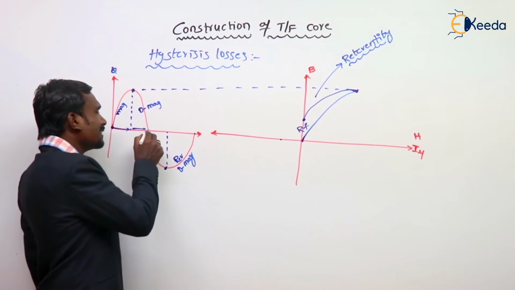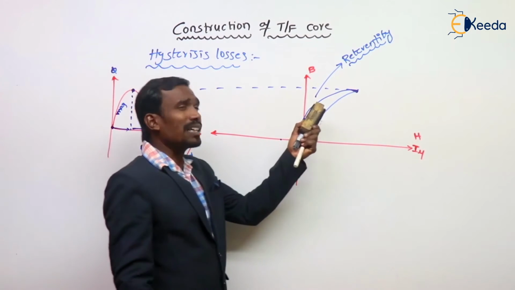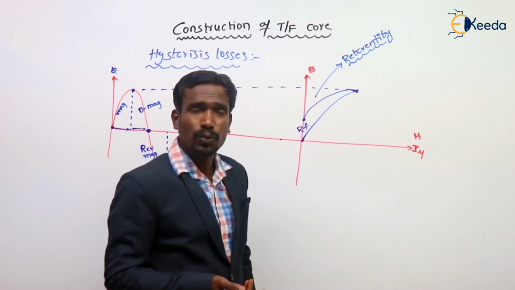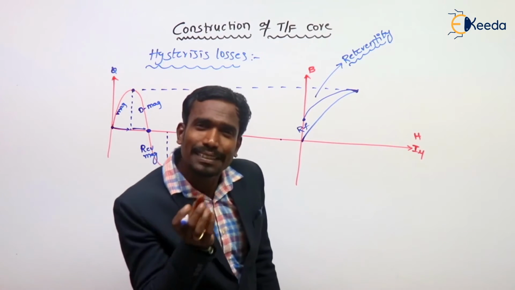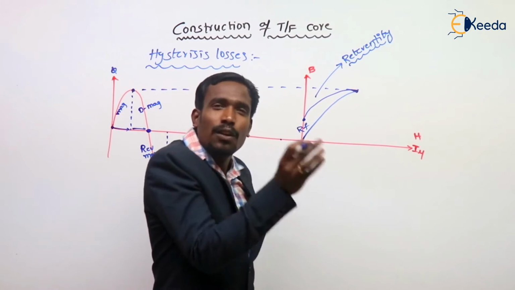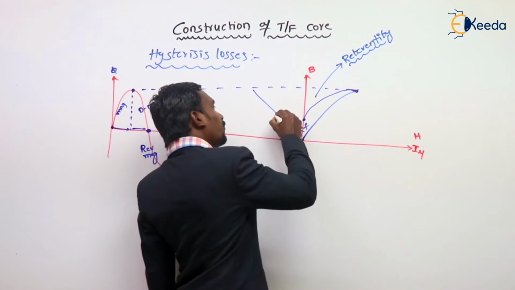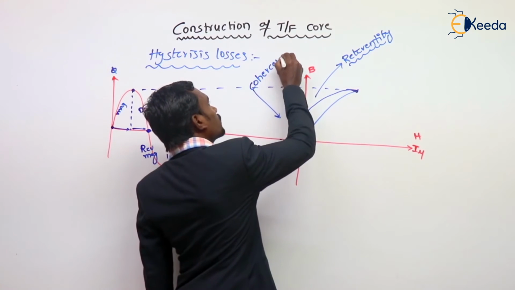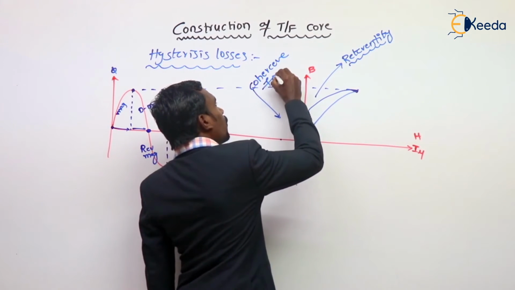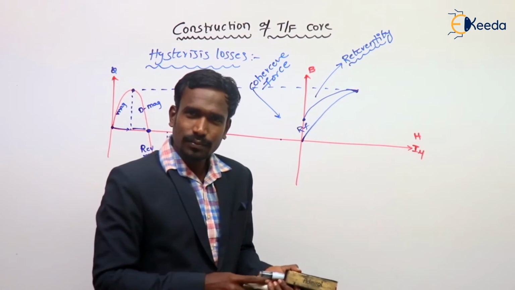The reverse magnetization should start at 0 condition, but here the flux density is not 0. To bring it to 0, we have to apply some extra energy, some extra force. That extra force is called coercive force.